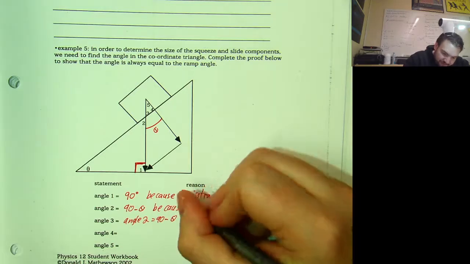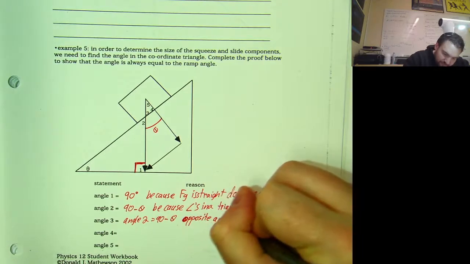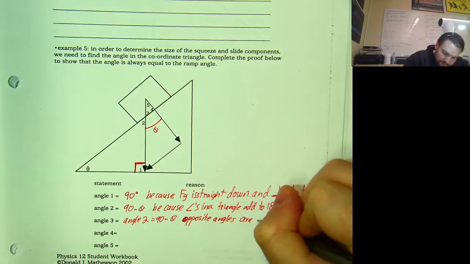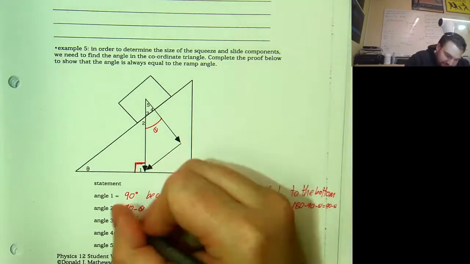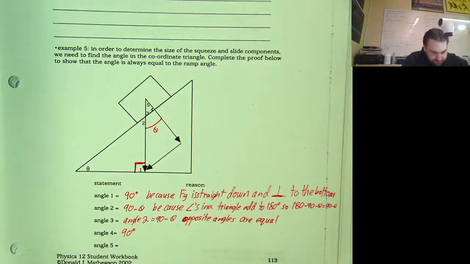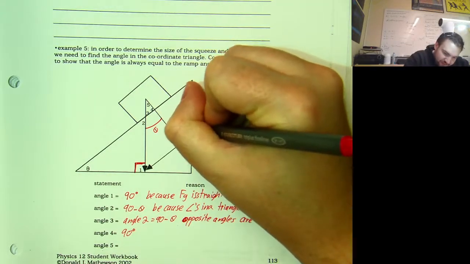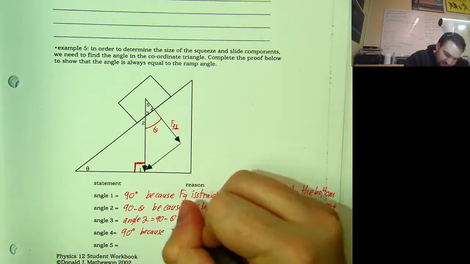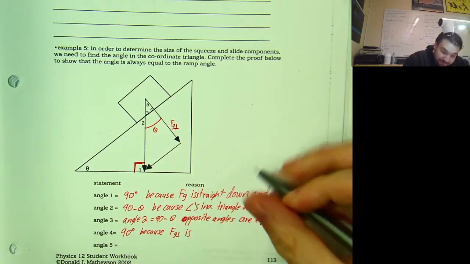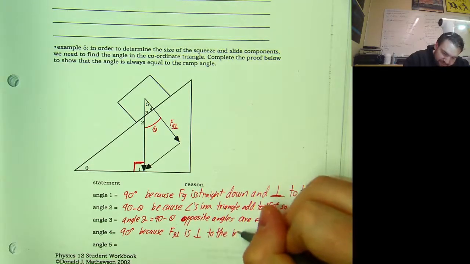Opposite angles are equal, if you took a look at the supplemental angle stuff that I did with you. Angle 4 is also going to be 90 degrees, because this is an FG perpendicular. It's called that because it is perpendicular to the incline.